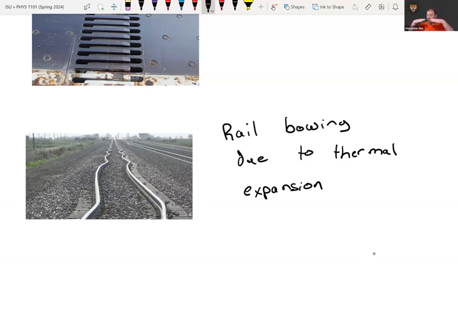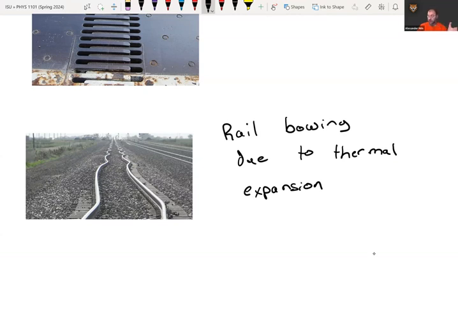Basically, they have a little gap between them. If they start thermally expanding and make contact, they want to keep expanding as they heat up. What ends up happening is the rail bows in a lot of different places because it's too long and the only place it can go is left or right. So you end up with these weird, wavy patterns in the rail because of thermal expansion.